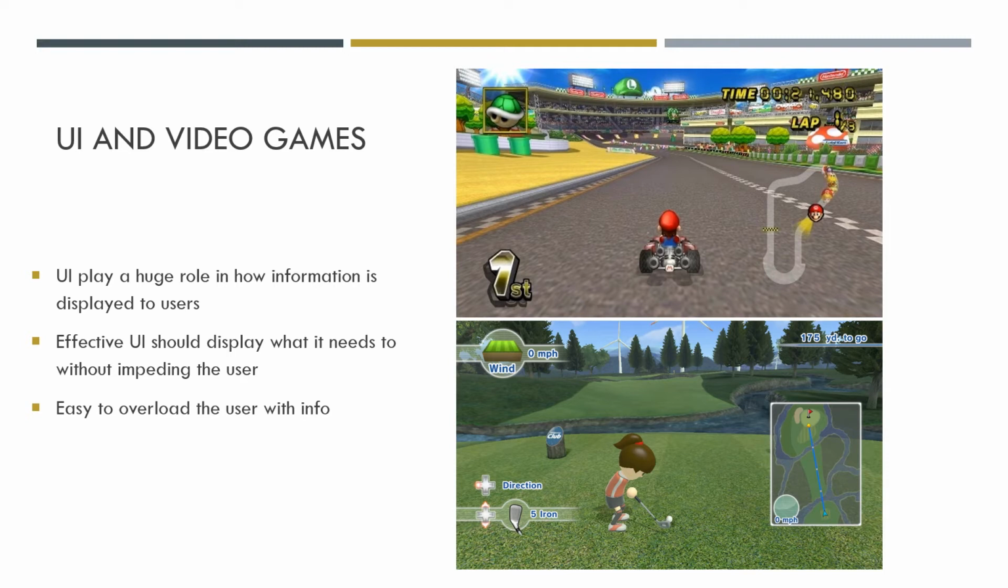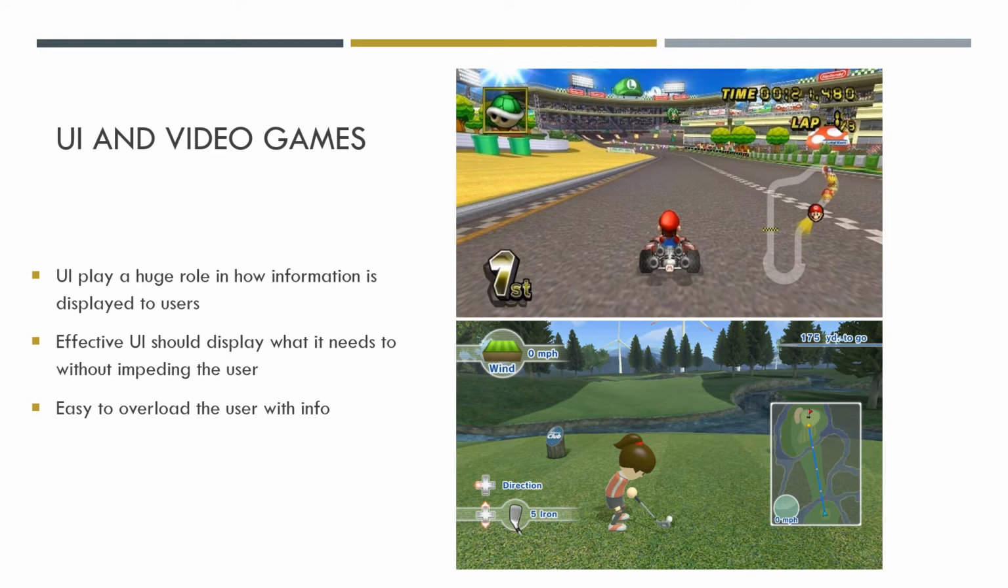It's a very important heuristic that UI designers need to follow: to display what is needed for the user without impeding the user. Essentially, the more minimalistic, the better when it comes to UIs, because it's very easy to overload the user with information. We only have so much visual processing ability. We can only look at so many things in such a quick succession of time. So it's very important to be choosy about what's being displayed.